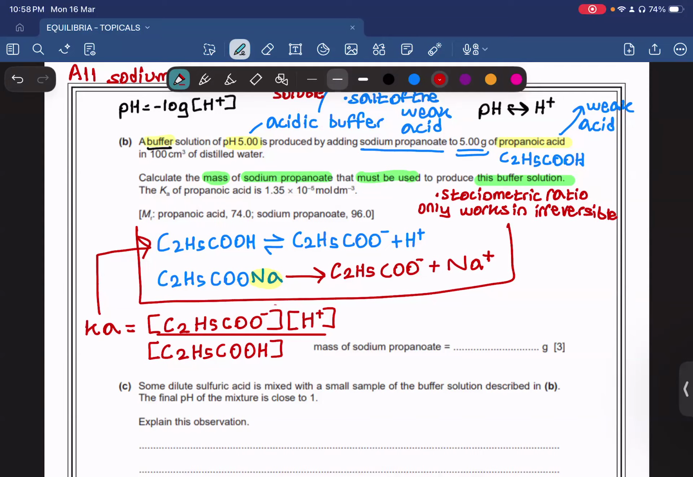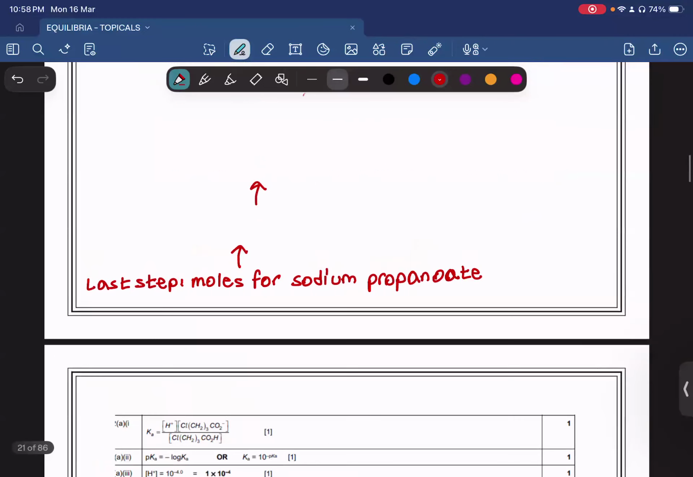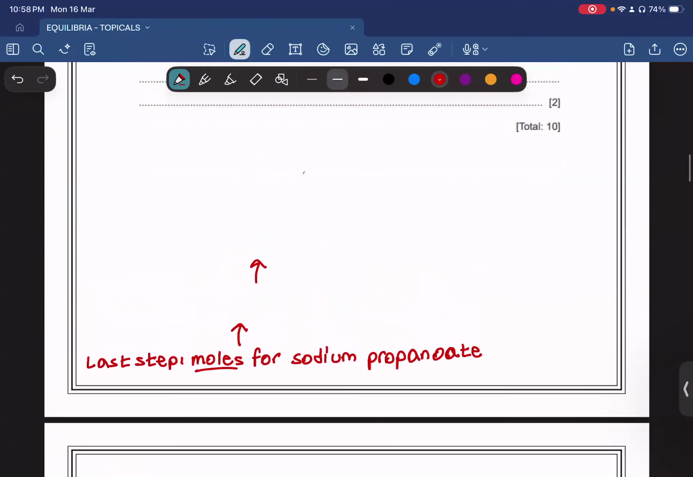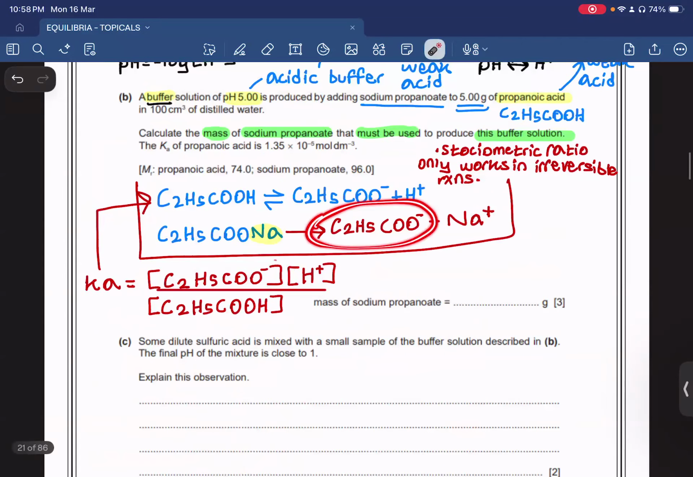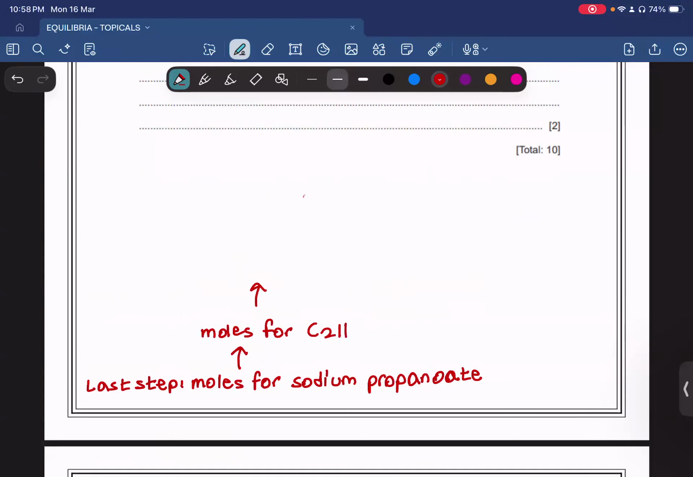Now, again, I know it might seem as if it's too many concepts jumbled up at once, and it's because it's a mixture of many different topics. This is stoichiometric ratio, molar ratio, concentration, Ka, equilibrium, all at once. So you need to understand each concept first, and then have the ability to link it together. So it only works in irreversible reactions. Okay. So what's our route now? To find the moles for sodium propanoate, just find the moles for this thing, C2H5COO minus.